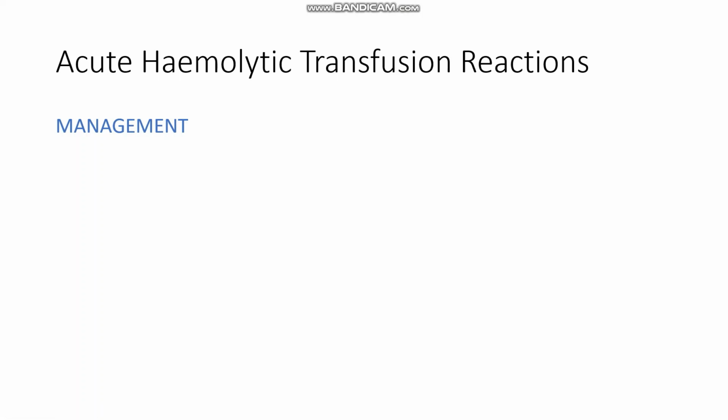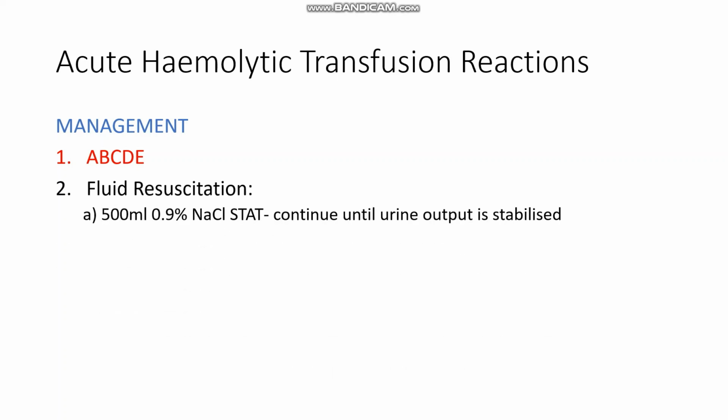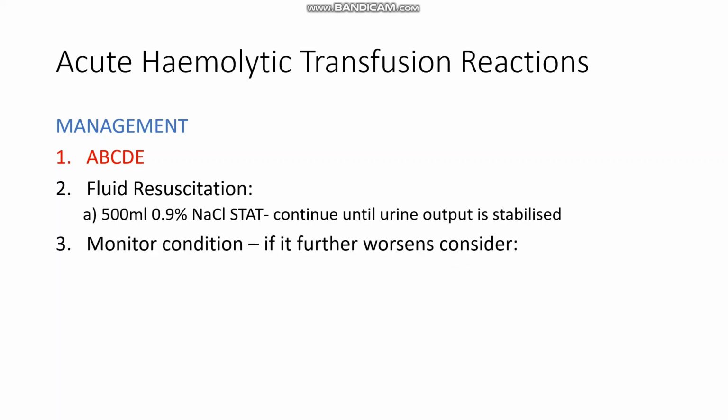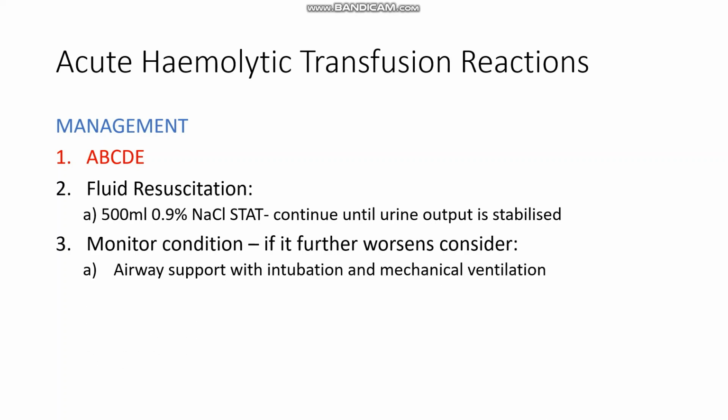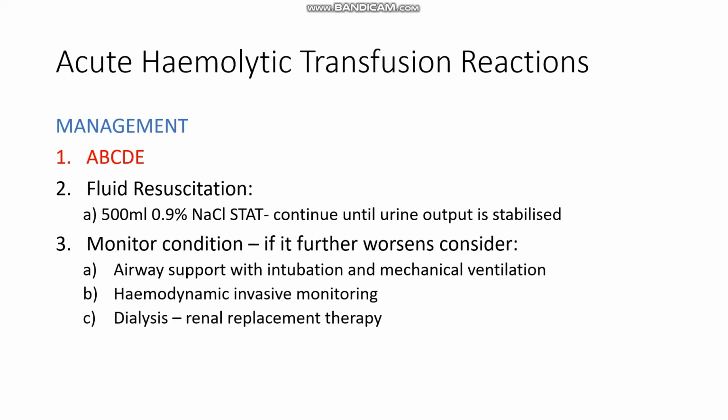As for the management of these patients, start off with ABCDE. Check their airways, their breathing, circulation, disability or diabetes, and anything extra. Start off with fluid resuscitation, a 500 ml bolus of sodium chloride stat. Continue until the urine output is stabilized. Monitor the condition, and if it further worsens, consider airway support with intubation and mechanical ventilation, hemodynamic invasive monitoring, dialysis or renal replacement therapy.